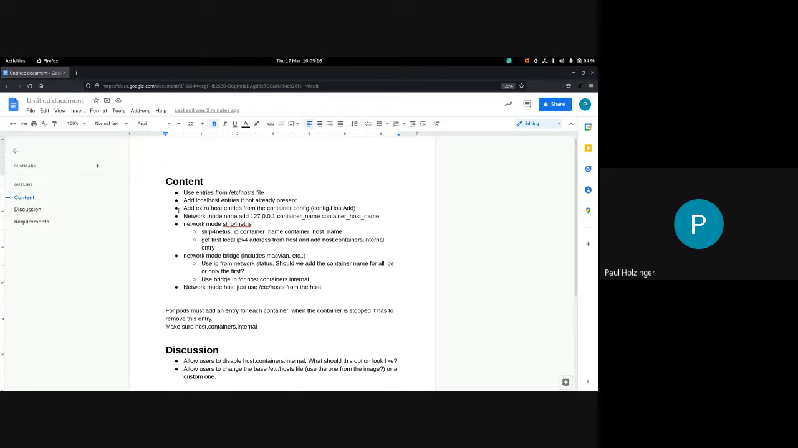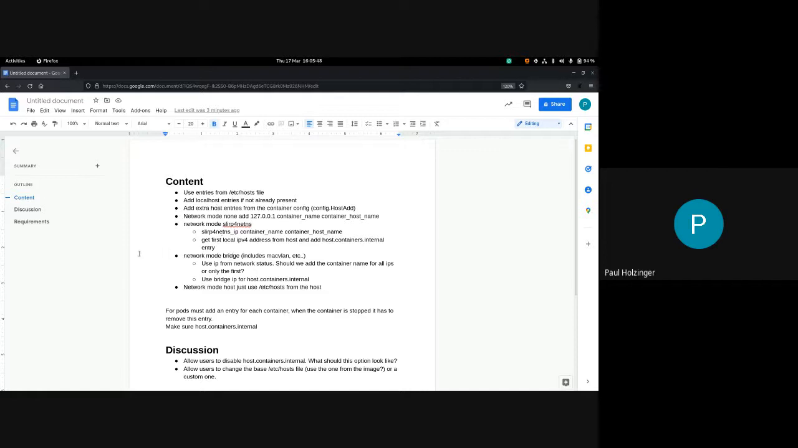The first point: if we generate a hosts file for a container, we read the /etc/hosts from the host and use the entries from there. If they are not already present, we add localhost entries, and then we add entries that were given via the --add-host flag from Podman run, for example, or however the entries are given, like via API or some other inputs.